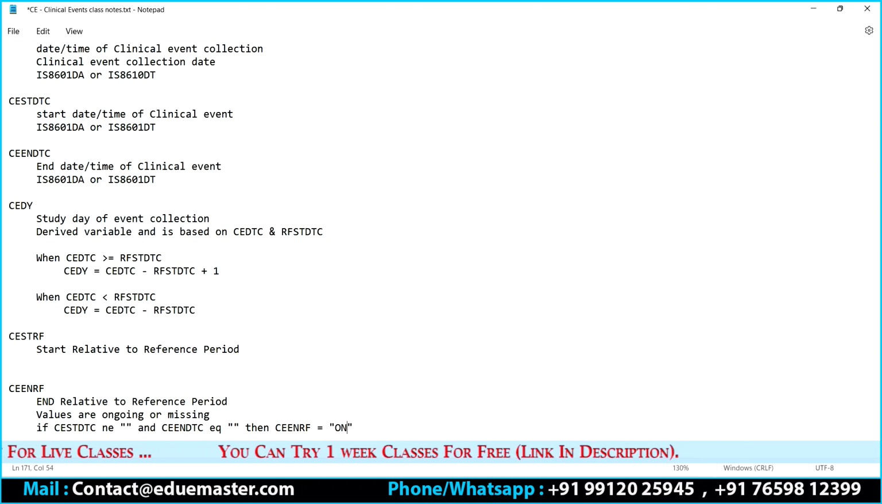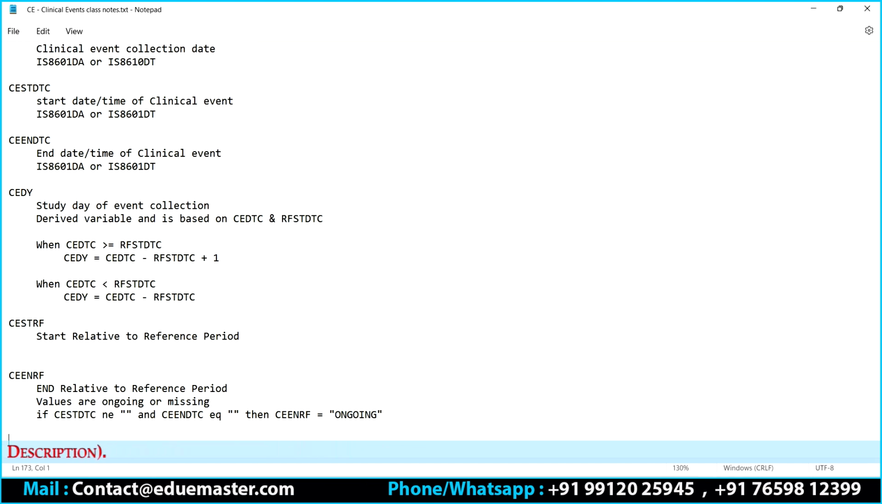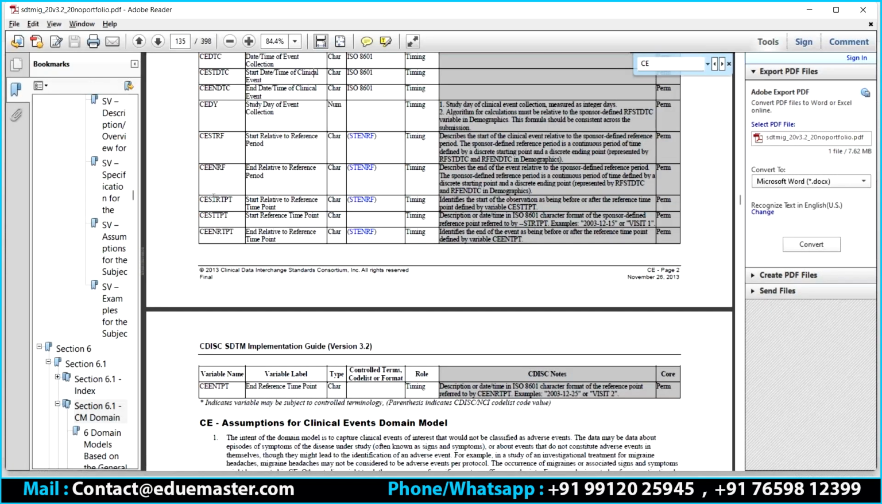We have discussed this particular one in your adverse events. We have discussed this in the medical history, and here also we are discussing it. Is that clear, guys? What is it exactly? It is going to be end relative to your reference period. Most of the times the values are going to be ongoing, right? So how is it going to be? If you don't have a valid end date, but you have a valid start date, the meaning is it is continuing. For that, we are going to define it as ongoing. Clear? All right.